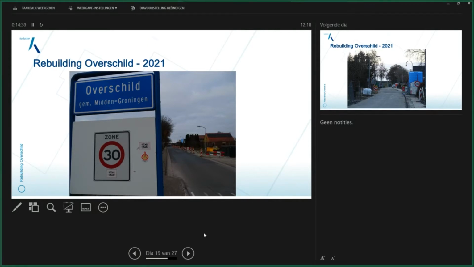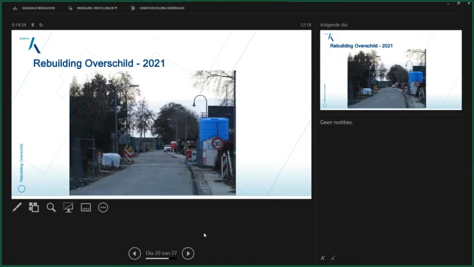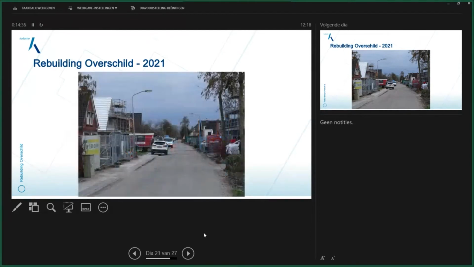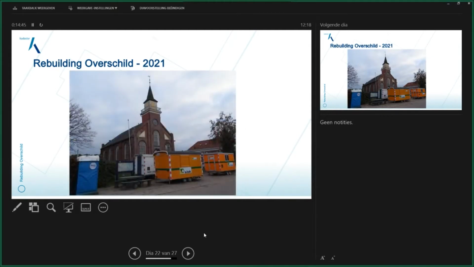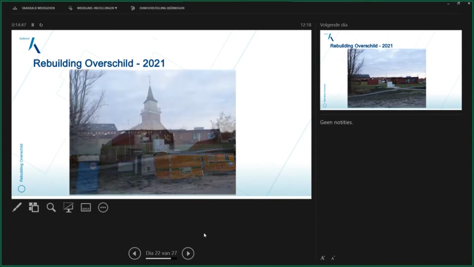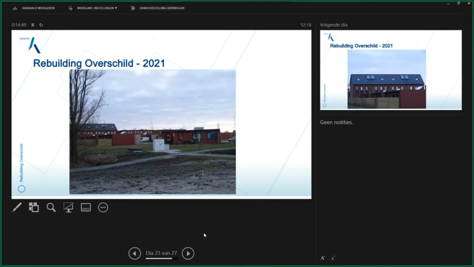I'm almost done. Just a few photos from last month, 2 months ago already. You see the streets of Overschild. You see new construction. You see no construction. So all types are there. These are some new homes. So at the edge of the village, they are also expanding the village there.